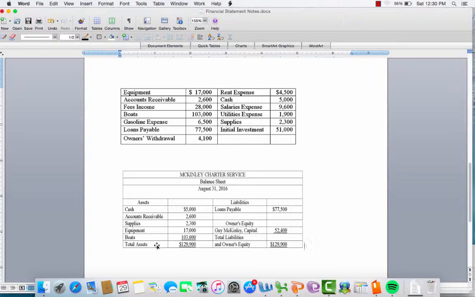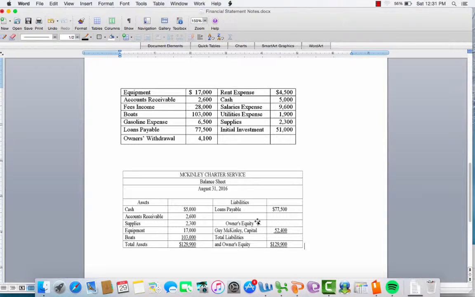Now we've got to figure out what our liabilities and owner's equity are. And remember that we had that accounting equation that we looked at earlier. Our assets should equal the sum of our liabilities and owner's equity. If those two things aren't in balance, then we have a problem. So we really only have one liability. Remember, a liability is just what we owe as a company. Well, we took out a loan for $77,500. We still owe that amount, so that's a liability. That's the only one we have under that category.